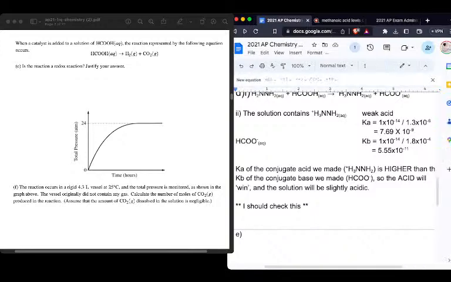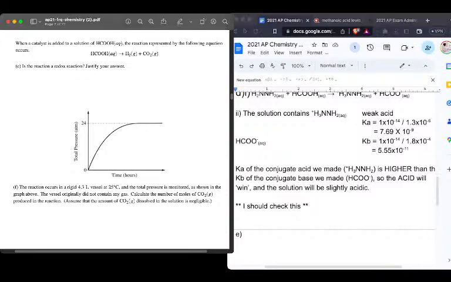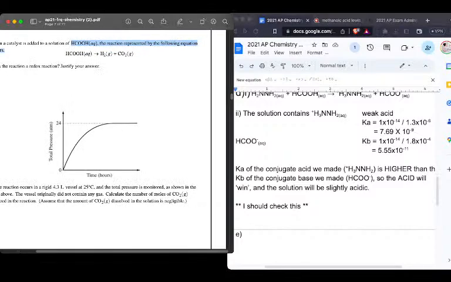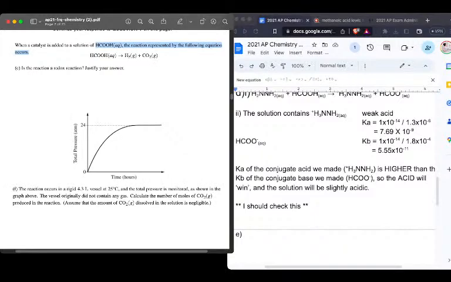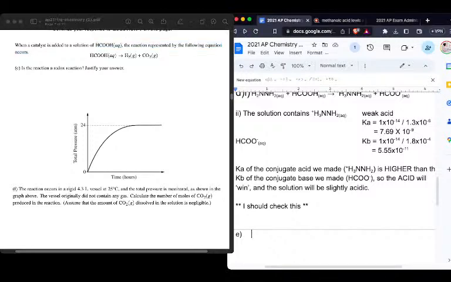Okay. When a catalyst is added to a solution of methanoic acid, the reaction represented by the following occurs. It's a decomposition, hydrogen and CO2. Is this a redox reaction? Justify your answer. So, the answer I have for you is, it's a redox reaction if their oxidation numbers changed.